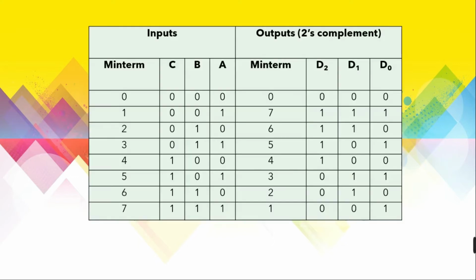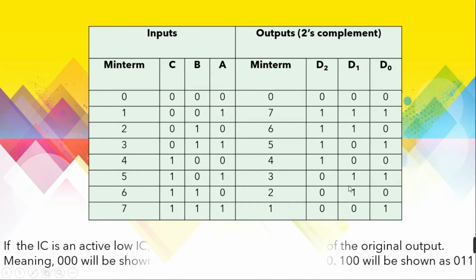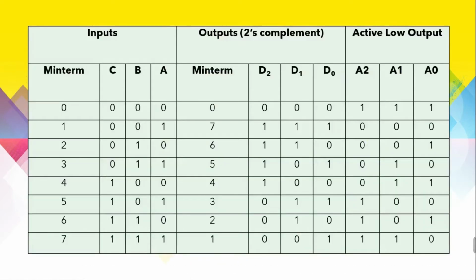Okay, so let me just rewind a bit. This was our original truth table, and now I just want to show you the extended version of this truth table. You can see that the rightmost part over there, the active low output part, was not actually included in the original truth table. So this is the new part, and I have already explained how an active low IC works.